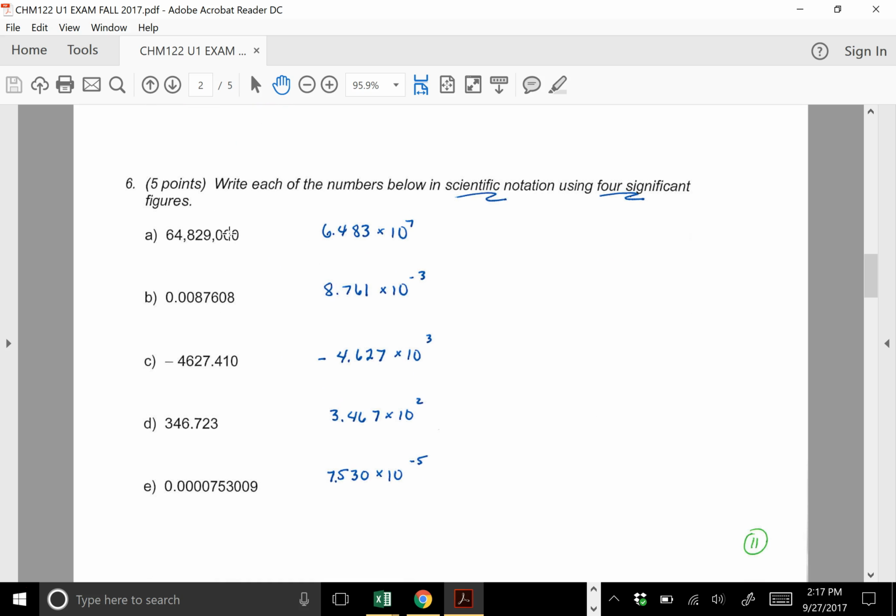Okay, so in this one, each worth a point apiece, you had to do 2 things. You had to pack it up in scientific notation and round the coefficient to 4 sig figs. So both of those things.